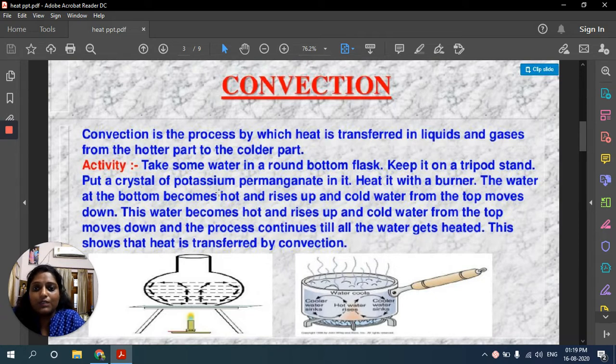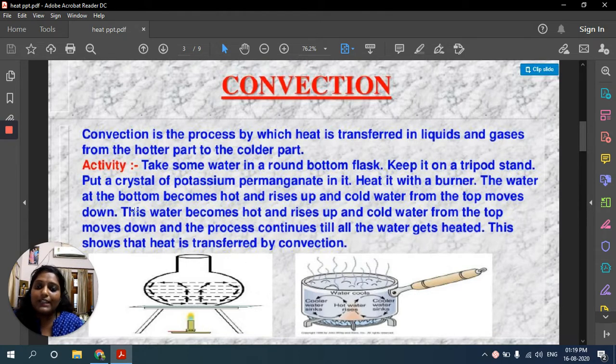For the activity, we have to take a round bottom flask and keep it on a tripod stand. And carefully we have to put a few crystals of potassium permanganate. Then after it, we have to heat it with the help of a burner, and you'll observe the surface from where the heat is being transferred. The water will start rising up. Water starts rising, that we can see with the help of potassium permanganate. Potassium permanganate turns the water dark pinkish in color.